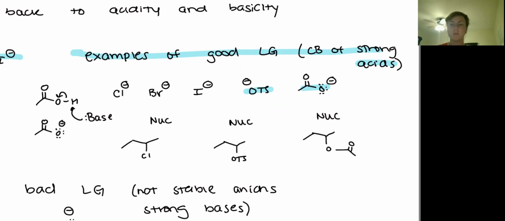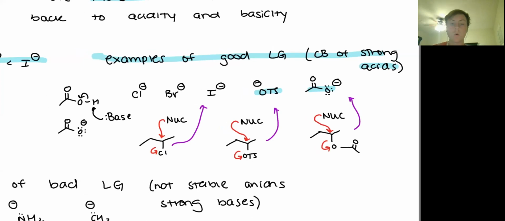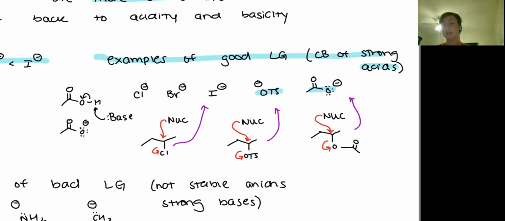And so the conjugate base of strong acids will also be good leaving groups, because again, they have stabilization for that negative charge. With all of these, if we have our nucleophile come in and attack, this will be what we are left with: this example going to that, going to that, and then that example going to all three of the halogens. So those are some examples of good leaving groups.